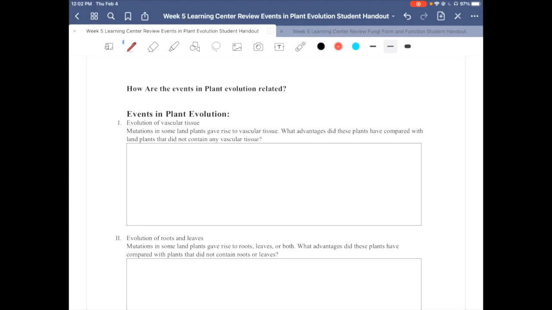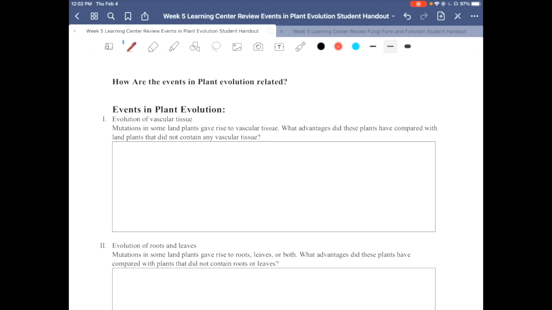All right, so let's look at question number 1. It says mutations in some land plants gave rise to vascular tissues. What advantages did these plants have compared with land plants that did not contain any vascular tissue? So what do you guys think? Why do you think vascular plants might be advantageous over non-vascular plants?